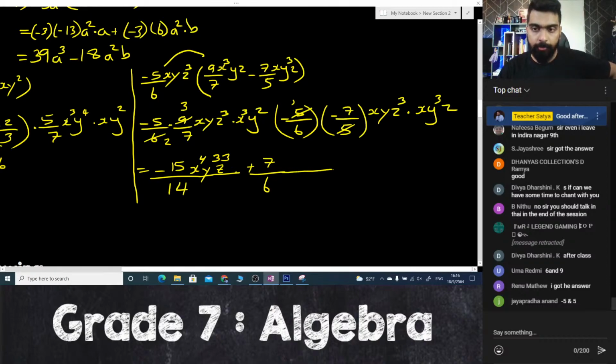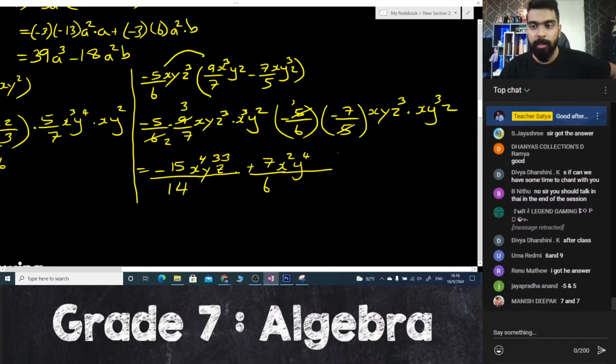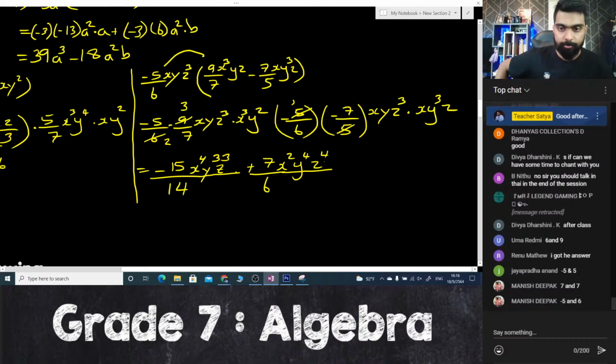And then let's multiply the variables. So x times x is going to give us x squared. Y times y cube is going to give us y to the power of 4. Z cube times z is going to give us z to the power of 4, boys and girls. All right, so there we go. Our question is done.